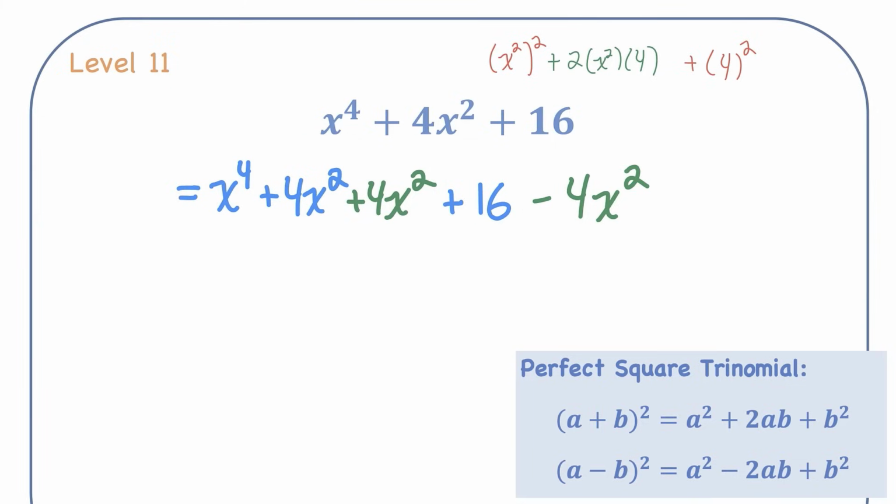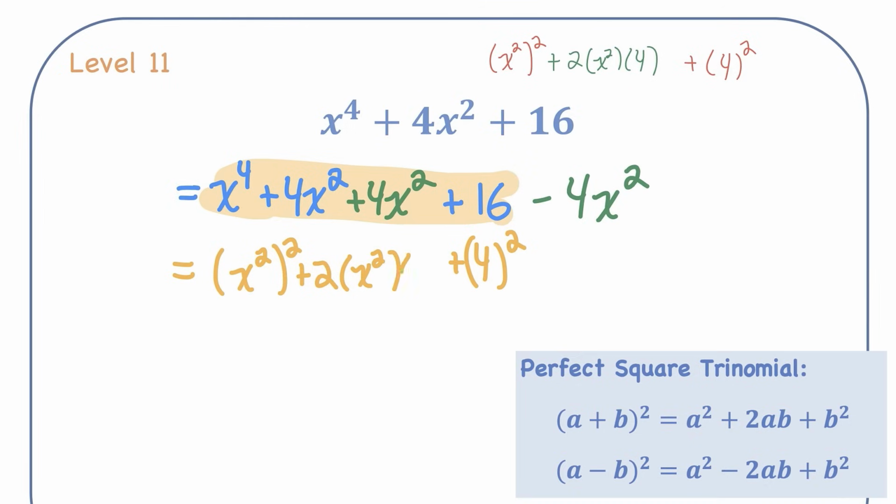Let me do the factoring so you can see that. These first 4 terms, let me rewrite them in a way that you can see it's a perfect square trinomial. The first term is an x squared squared. The last term of it is a 4 squared. And the middle term, 8x squared, is equal to double the product of x squared and 4. So I know that would factor to x squared plus 4 all squared.